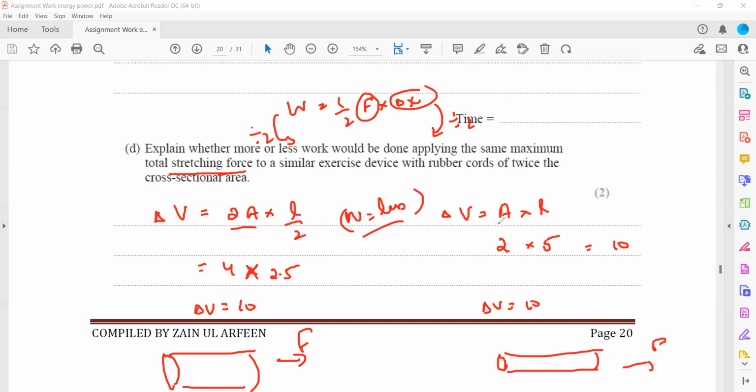So originally, if it had a small area, we could stretch to a longer length, meaning we are doing more work because the force is the same. But later, if the area is double, the change in length will be half. As the change in length is half, it means less work will be done to deform. So if work done is less, the elastic strain energy, which is half force into extension, will be less.